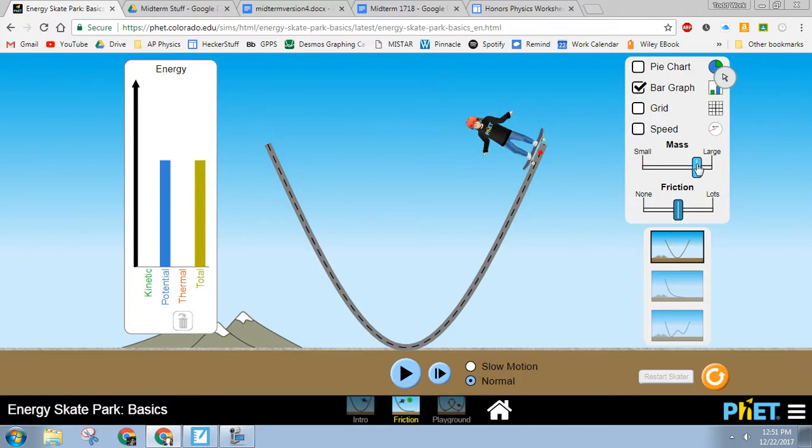All right, so what's going to happen is as he goes down the hill, there's going to be friction between the wheels and the car, right? You've done this before. When you rub your hands together, they get hot, right? So we're going to see a decrease in kinetic and potential energy total, but the thermal will go up.